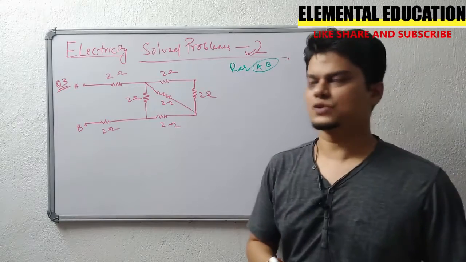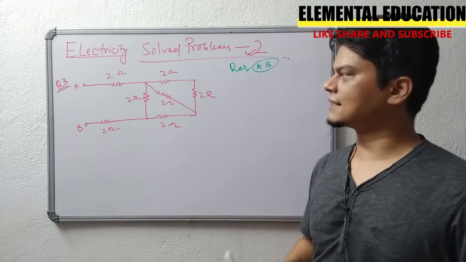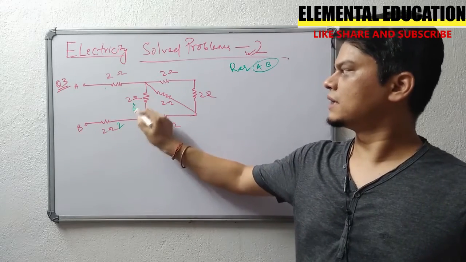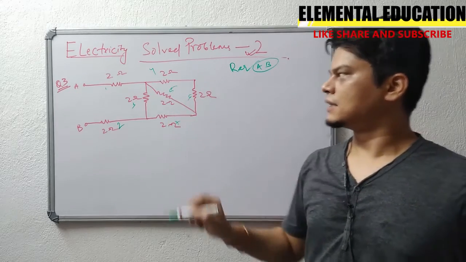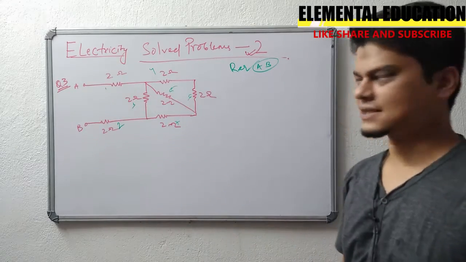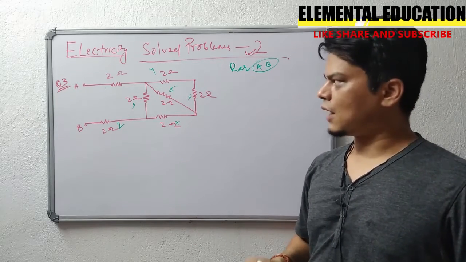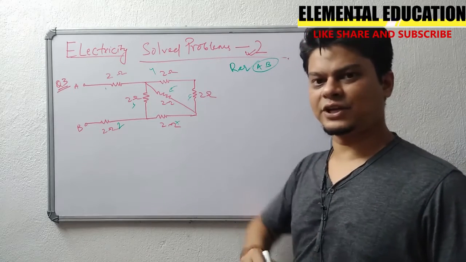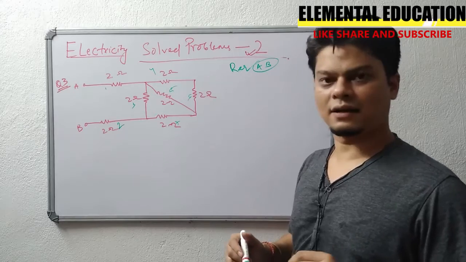So how to approach? Let us see how many resistances are connected here. 1, 2, 3, 4, 5, 6, 7. There are in total 7 resistances, all are of 2 ohm. So how to approach? I have already told in my electricity video part 2. If you go in my theory section, you can correlate.